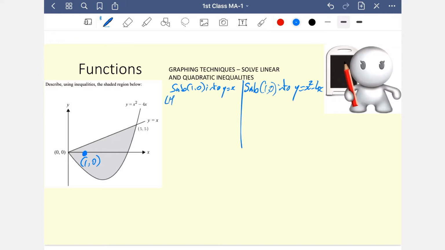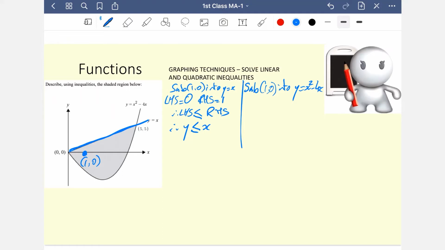Now what I would get over here is the left hand side. Well, the left hand side is y, so that's equal to 0. The right hand side, well, that's equal to x, so when I substitute 1, I'm going to get 1. So therefore the left hand side quite clearly is less than or equal to. Now why am I including equal to? Because this line is unbroken, the right hand side. So therefore y is less than or equal to x.